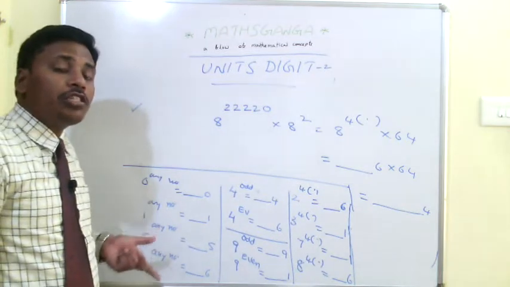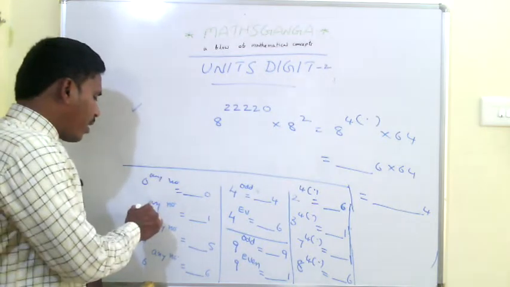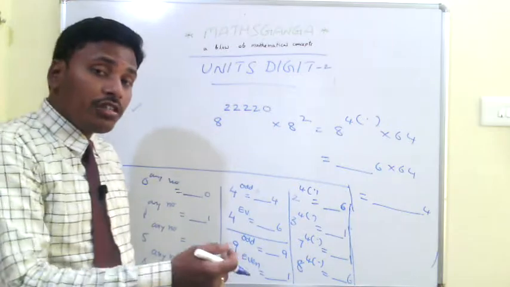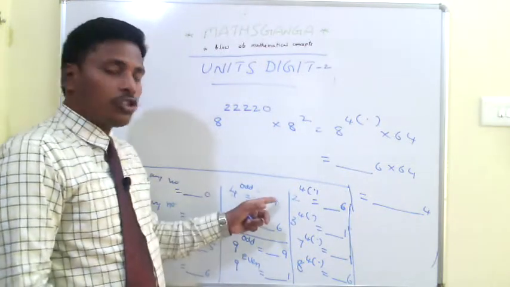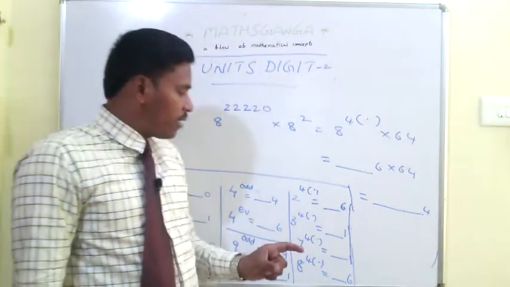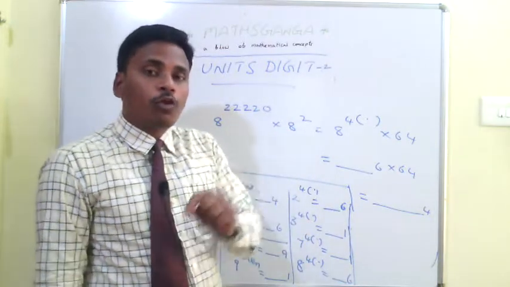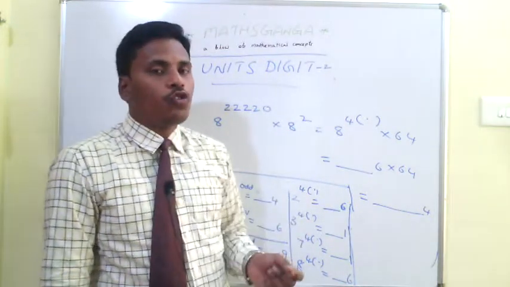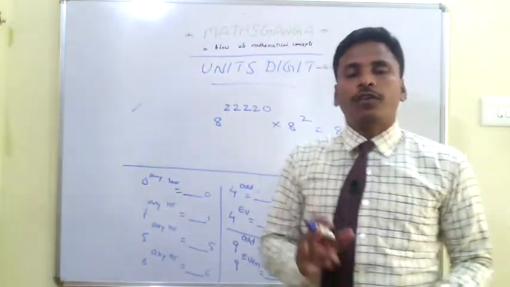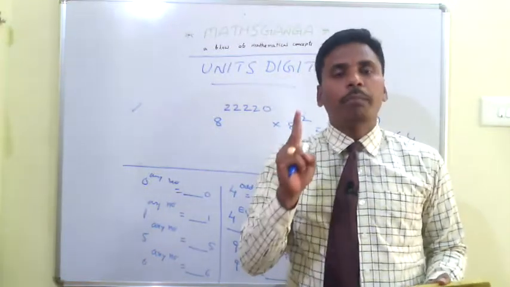Okay, so if the unit digit of the base is 0, 1, 5 or 6, directly our answer is 0, 1, 5, 6. No need to think about the power. If the unit digit of the base is 4 or 9, we need to check whether the power is even or odd, and then we will give the answer. If the unit digit of the base is 2, 3, 7, 8, then we need to check whether the power is a 4 multiple or not. Depending on that, we will give you the answer. So the major two parts in finding the unit digit for the powers of numbers are, first, the unit digit of the base, and second, the power.